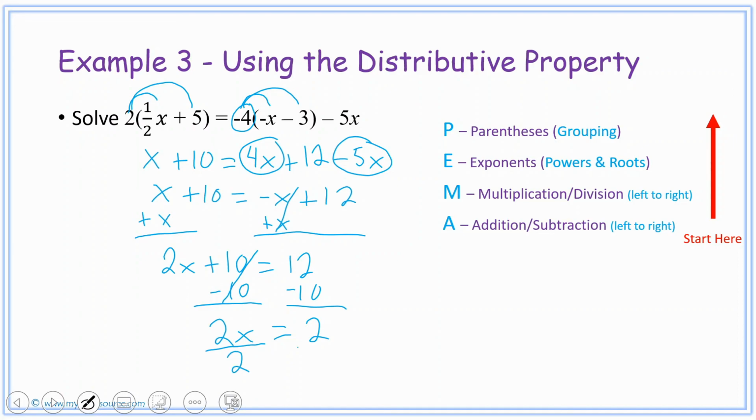And what you do to one side, you do to the other. So those 2's cancel, and you're left with x equals 1. Alright, and you can substitute that in there to see what you would get, and you see that the answer will be equal once you do your check. Alright, let's do our last one.